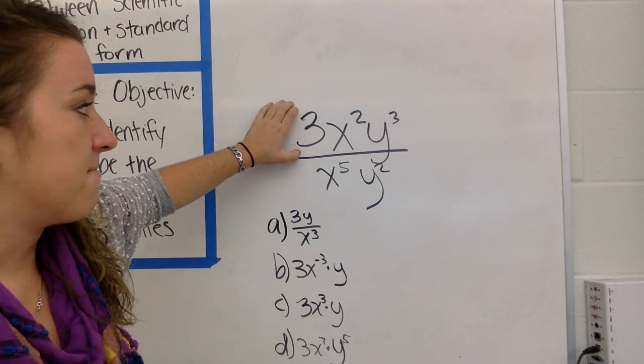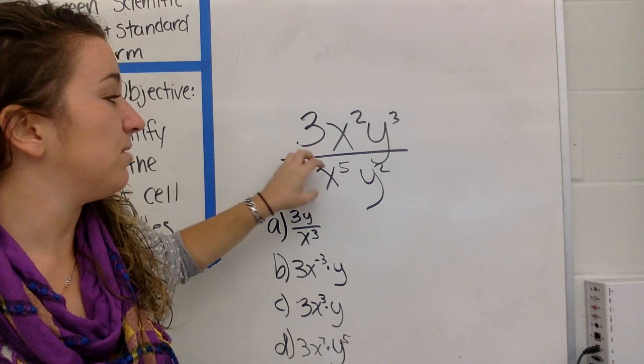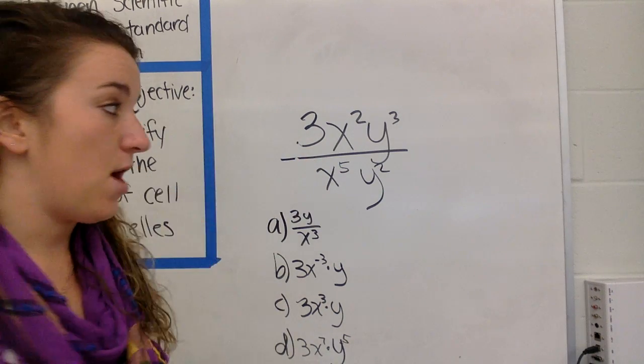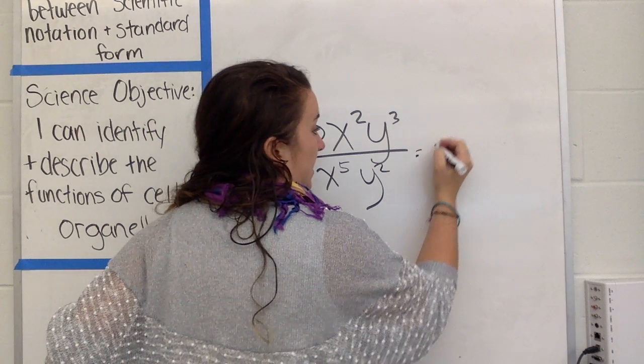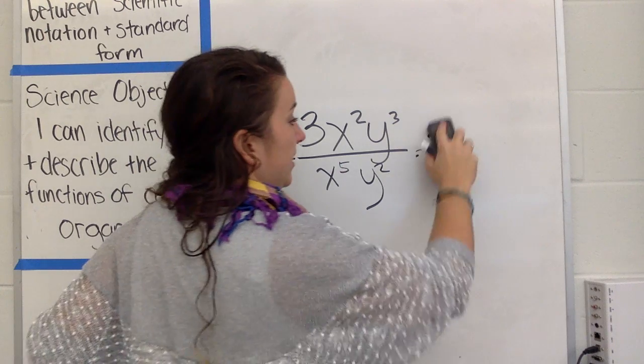First, I'm going to look at my numbers. Do I have any numbers in my numerator? Yeah, I have my 3. Do I have any numbers in my denominator? No. So all I'm going to be left with is 3 over 1, which you can just write as 3.